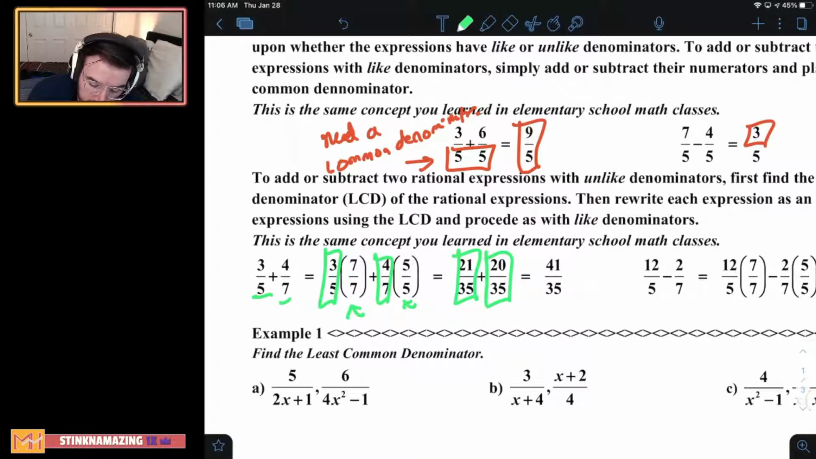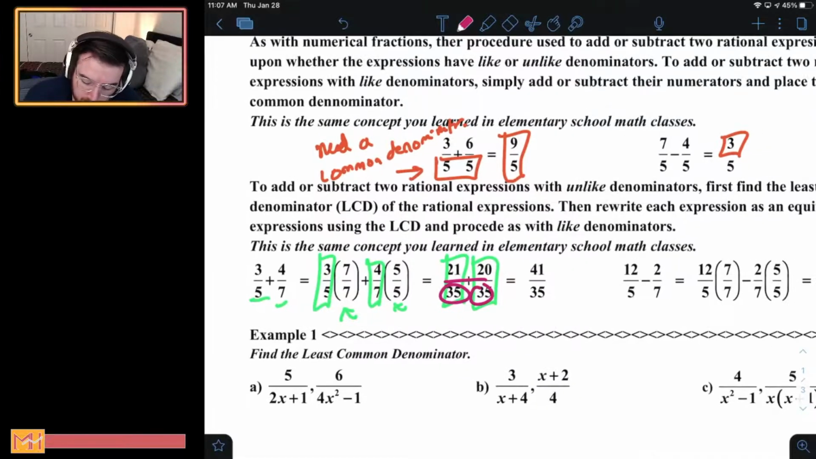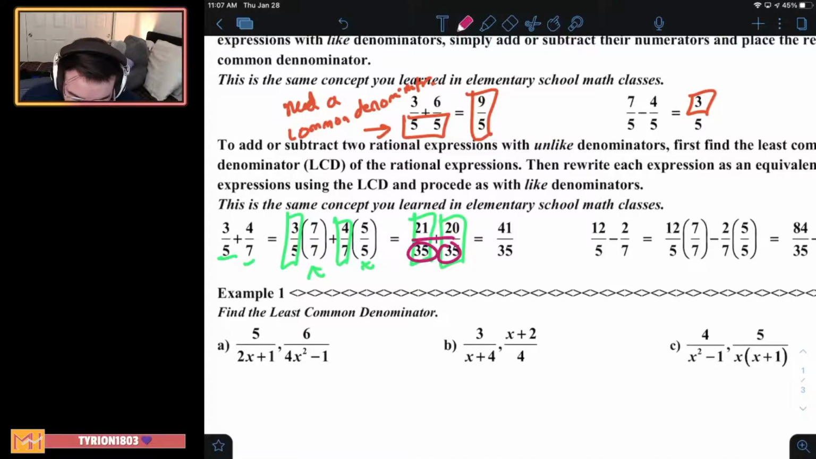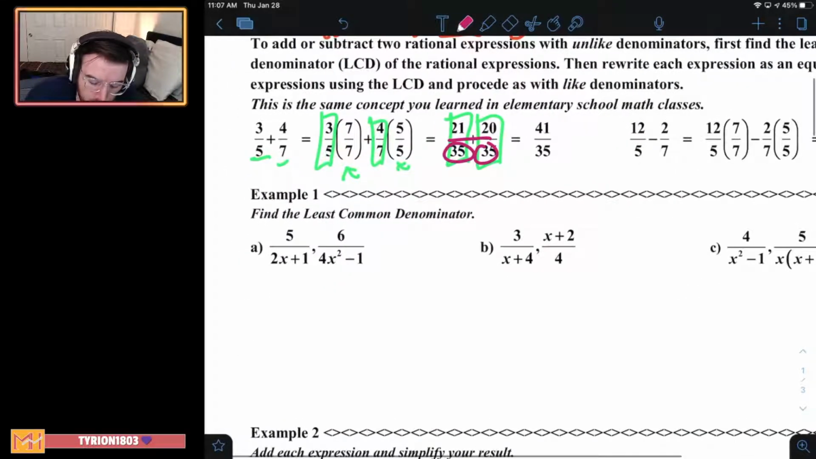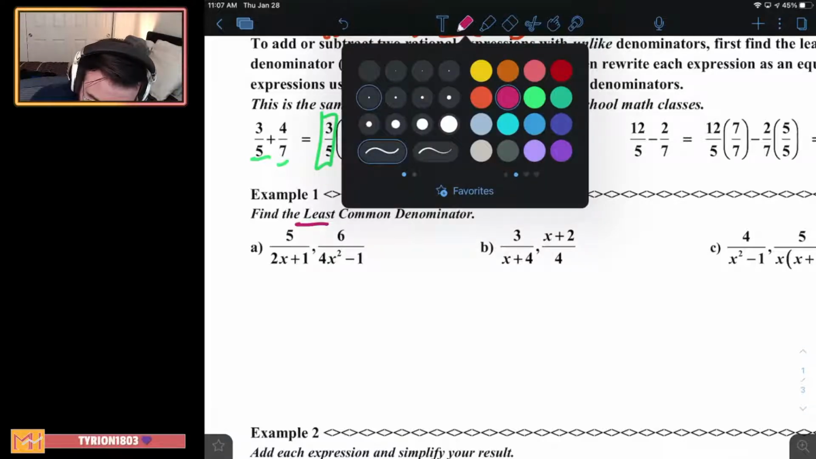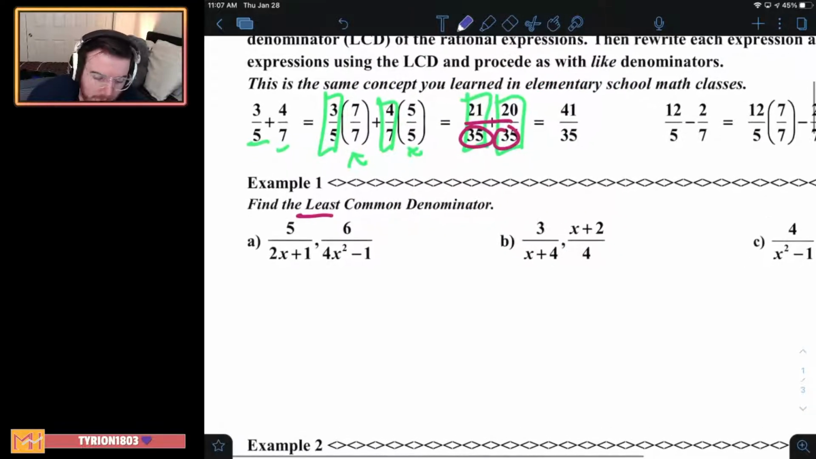So now that the denominators are the same, we're able to add them together. Okay, that's just a brief synopsis of fractions, right? We must get a common denominator before we can do anything. So what we're doing here with these first few examples is simply finding the common denominator. And we're calling it the least common denominator because we want the smallest one. We want the least obnoxious, so to speak, denominator. So how do we go about that?